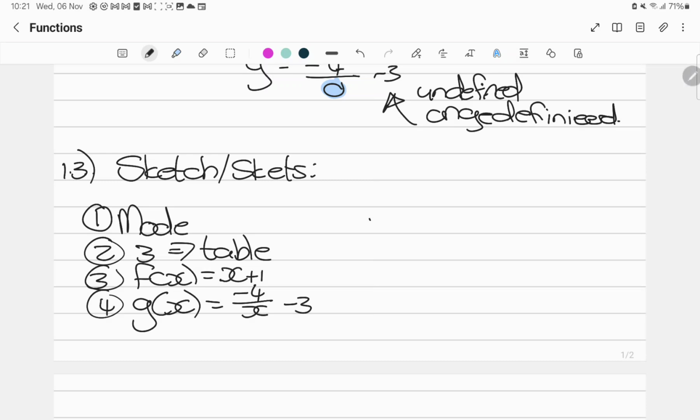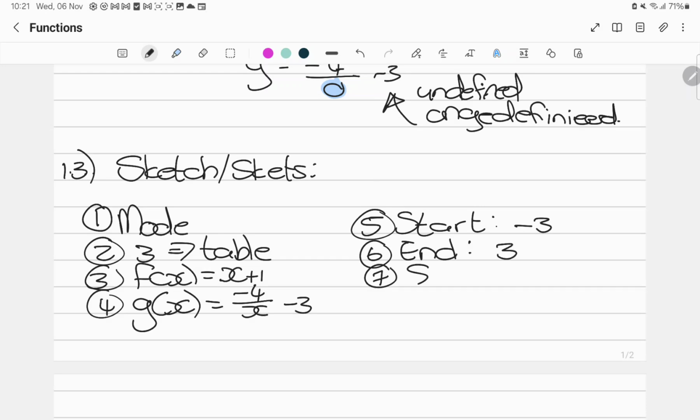Then it's going to ask me for start. Now for safety's sake, I always start at minus 3, but you can start at another number. And then it's going to ask you where you want to end. So we want to end at positive 3. And then what is my step? My step is going to be 1.